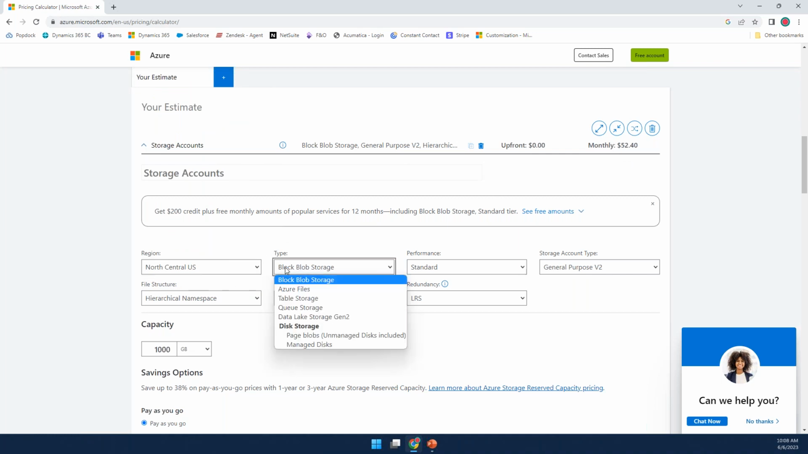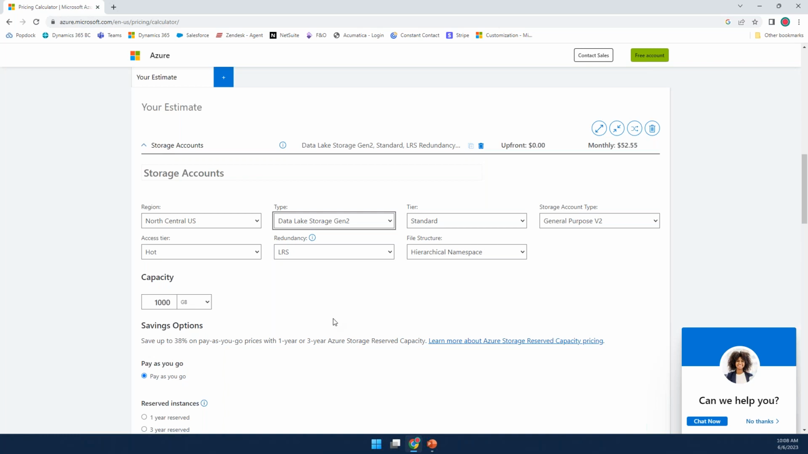Okay, the second thing, we are talking about different types of storage accounts. Now, more than one of these potentially could work, depending on the options you're using. I'm going to recommend using Data Lake Storage Gen 2. This is the most flexible and handles every scenario that we need. Once we click on that, it didn't really make any changes.